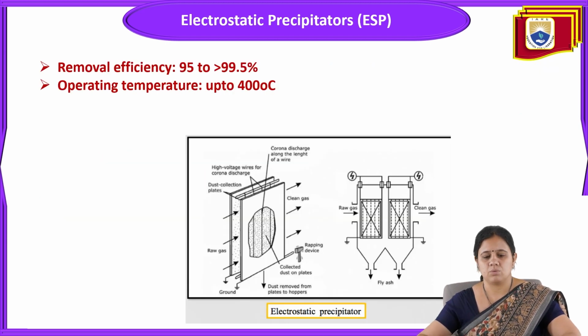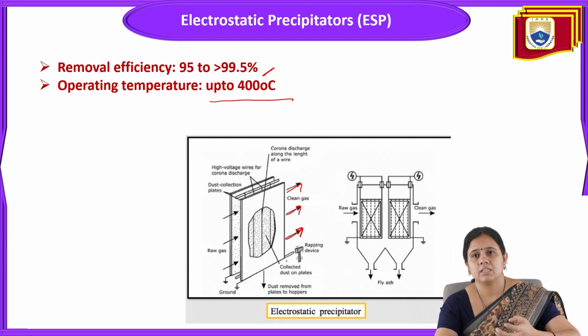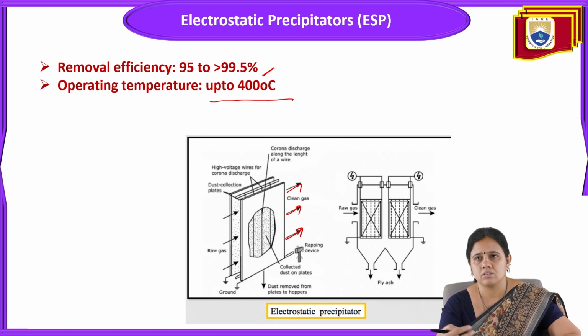Now let's discuss the efficiency. The removal efficiency of this electrostatic precipitator is more than 99.5%, and its temperature is about 400 degrees Celsius. This is the actual picture of an electrostatic precipitator, where you can see the raw gas coming in, the dust collection plates, and the high voltage wires for corona discharge along the length of the wire. Then clean gases come out from here. The rapping device is there. With the rapping device, the dust collected on the plates is removed from the plates into the hopper.